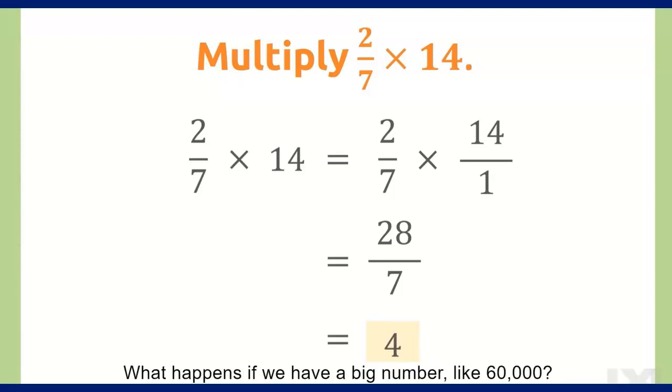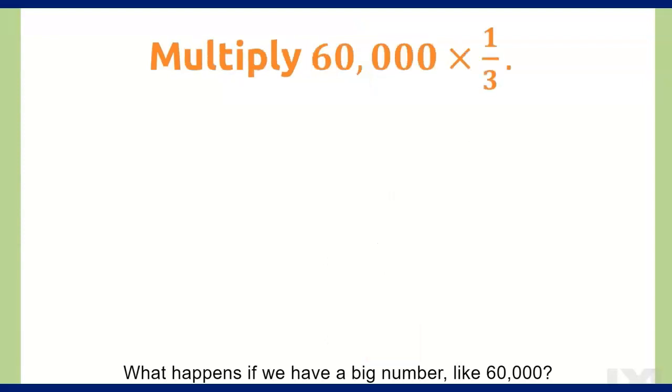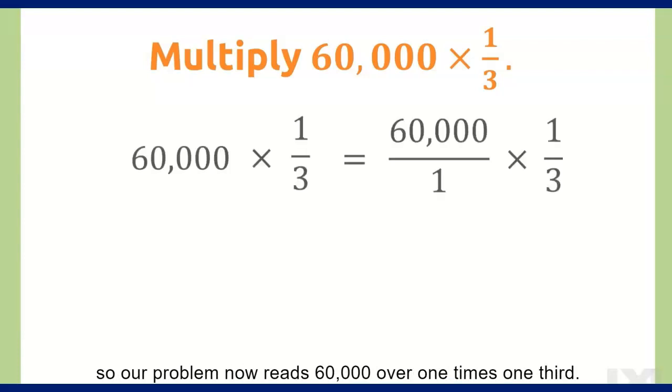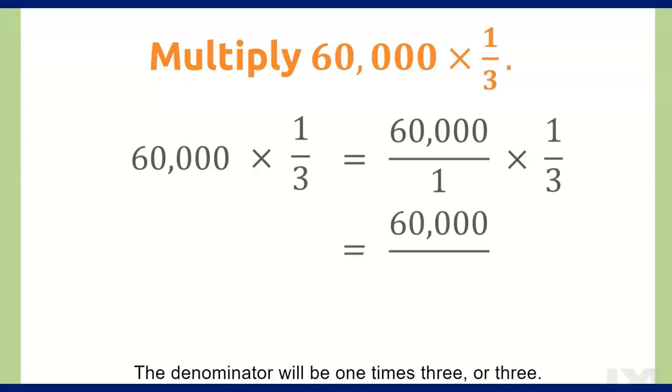What happens if we have a big number like 60,000? We do the exact same thing. First, write 60,000 over 1, so our problem now reads 60,000 over 1 times 1/3. Now we can multiply the numerators to get 60,000. The denominator will be 1 times 3, or 3. So we have 60,000 over 3. Now we can simplify the fraction to get 20,000.